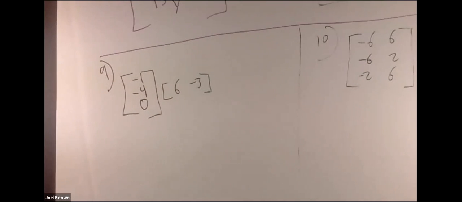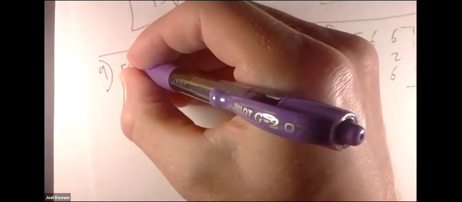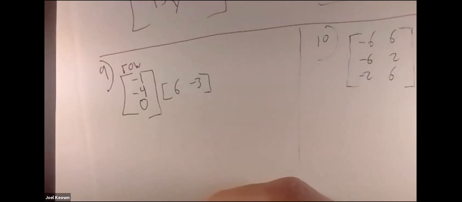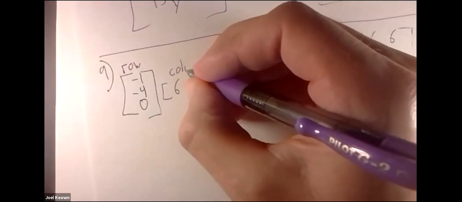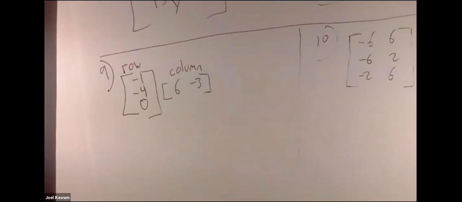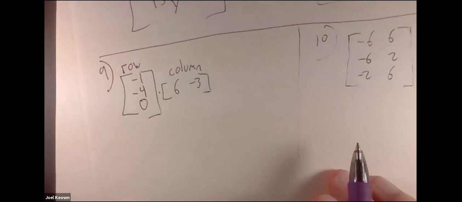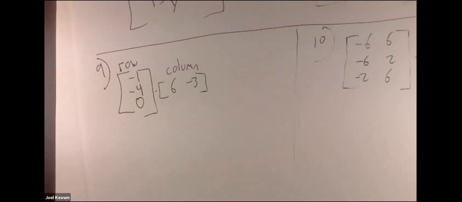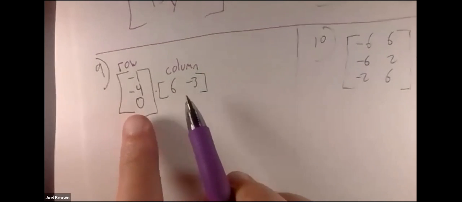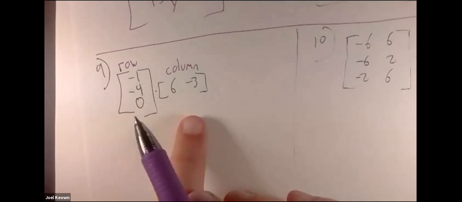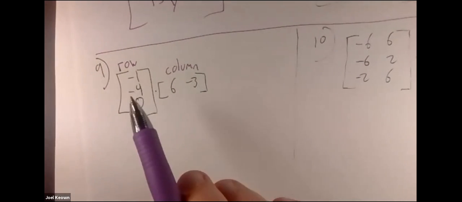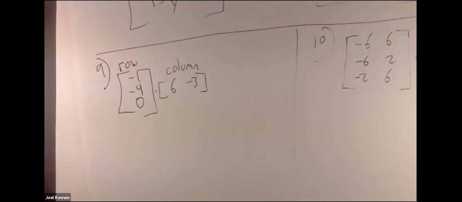Look at number 9. So we're multiplying. When I'm multiplying, my first matrix is my row matrix. Second matrix is my column. Okay. With matrices, order does matter. So normally with multiplication, 2 times 3 is the same thing as 3 times 2. Okay, order doesn't matter. But with matrices, order actually does matter. So these two would not be the same as if I reversed them. So first matrix is row, second matrix is column.